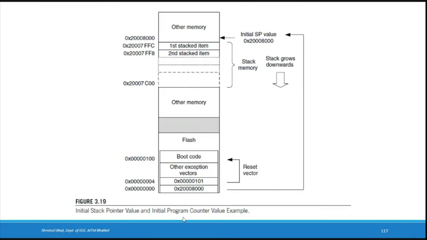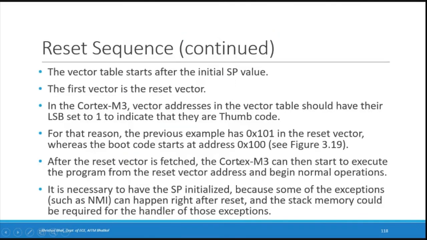So this will mean that the boot code is at 100, right? Whatever address you have here in the reset vector, from there the instruction execution will start. That is, first the boot code will be executed, and then normal operations will continue. So that's what the previous example has: 0x101 in the reset vector, whereas the boot code starts at address 100. After the reset vector is fetched, Cortex M3 can then start to execute the program from the reset vector address and begin normal operations.